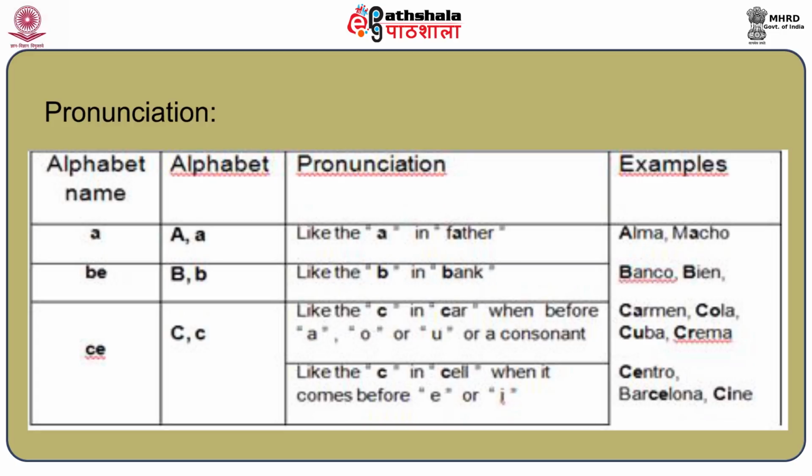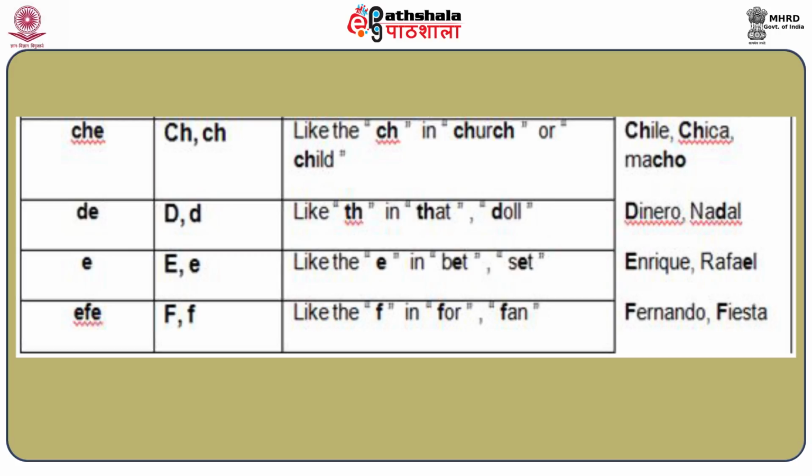And when this C comes before the vowel E and I, it will be pronounced as se or C, like cell of English. For example, Centro, Barcelona, y cine. Same with this CHE, that is CH is pronounced as che, like church of English or child. So examples with this CH are Chile, chica, macho. So che as in Chile, chica, macho.